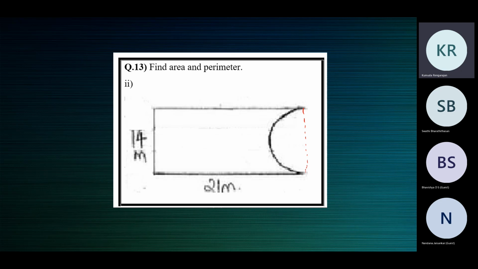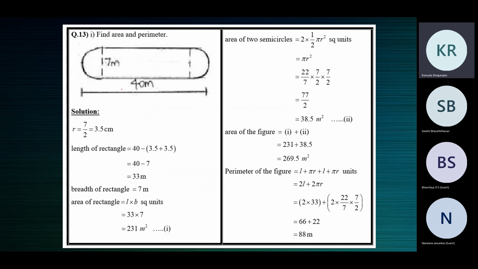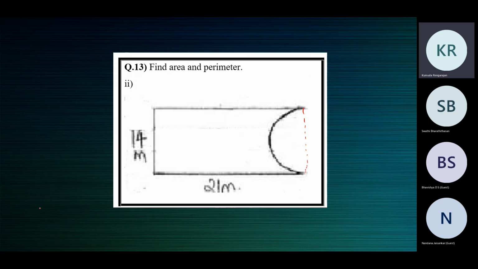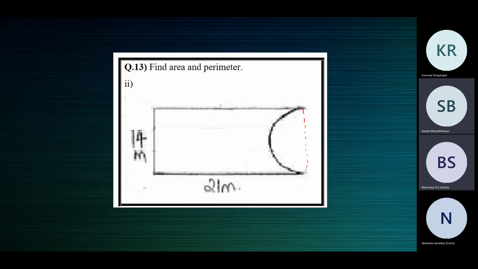Tell me in words. I don't want the numerical answer. That you have to work out. How will you find the area of the figure? Here, to find the area of this figure, it is the area of the rectangle plus the area of the two semicircles. Like that, how do you find the area of this figure? We find the area of the semicircle and then subtract it from the area of the rectangle.